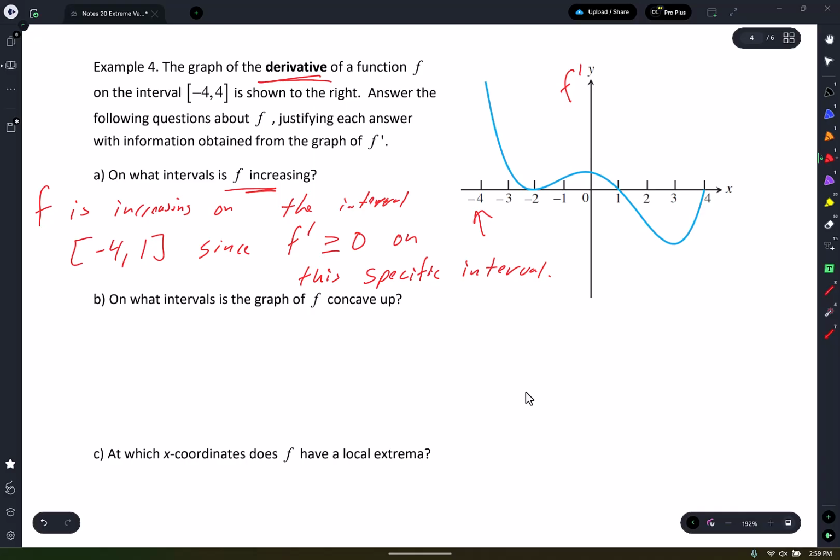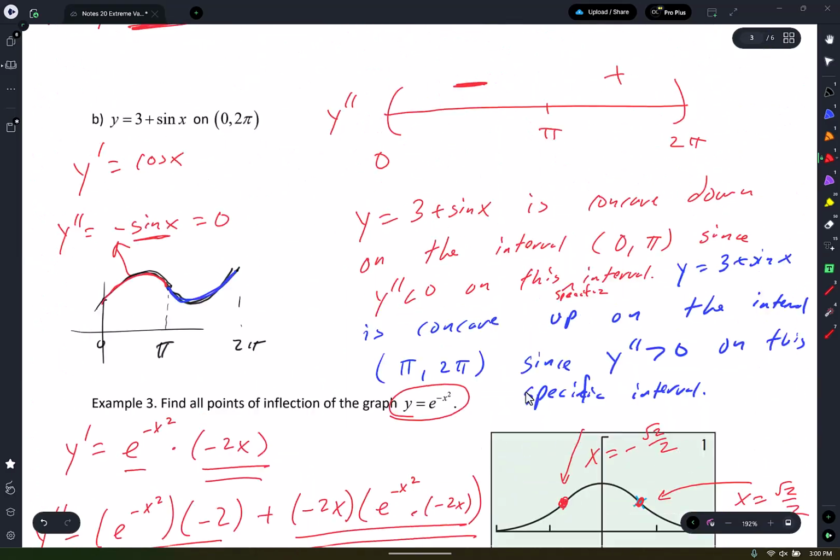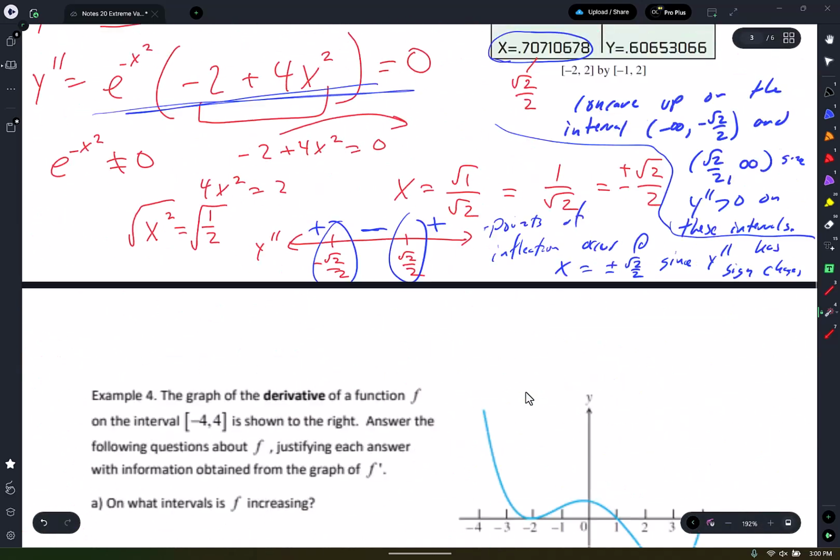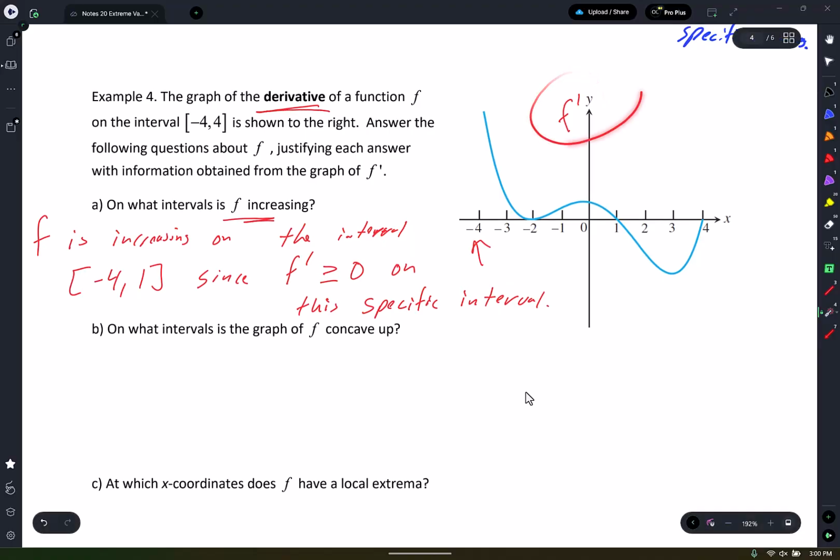Negative 4 to negative 1. No. What? Oh, negative 4 to 0. No. Look at your notes. Look where I was concave up. Look what it says right here. What is increasing? F prime. So when F prime is increasing, I'm concave up. What graph am I looking at? F prime. So where is the F prime graph increasing?